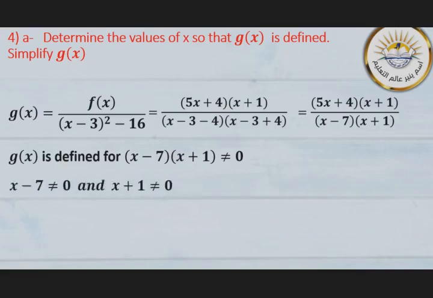So each of these two terms must be different than 0. x minus 7 is different than 0, and x plus 1 must be different than 0. So x must be different than 7, and x must be different than minus 1.